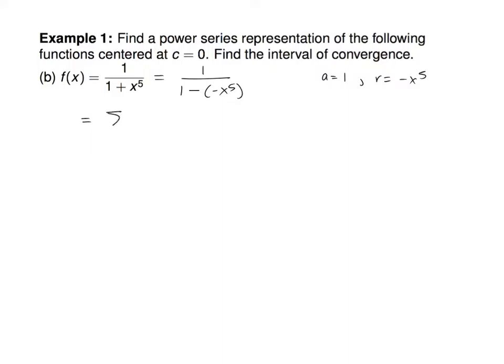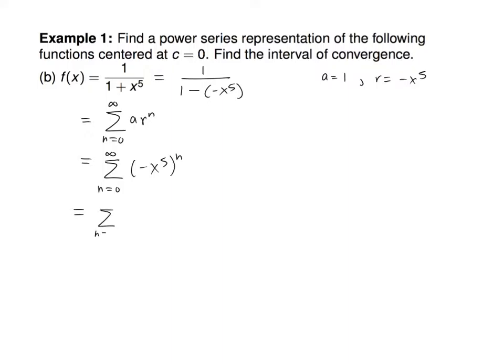So this equals the sum n equals 0 to infinity of a r to the n. In for a goes 1. Then in for r is negative x to the 5th, to the n. And I'd like you to simplify these a little bit, as in do the right thing with those exponents and pull out any alternating terms. Do you know what I mean by that? I've got negative to a power, right? That's really going to make a -1 to the n. Does that make sense?